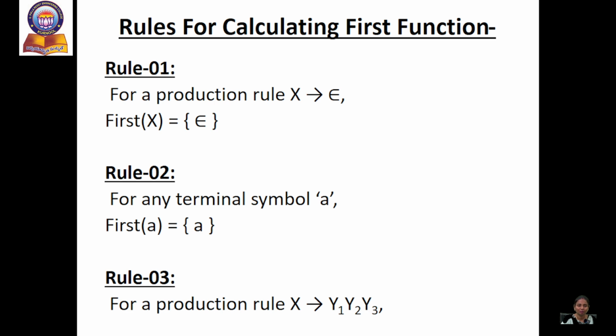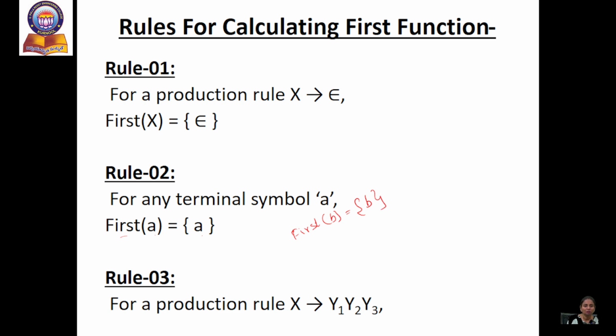Coming to rule 2, for any terminal symbol, suppose small a is a terminal, if you are asked to find the first function of that particular terminal, then the same terminal becomes its first function. So here the first function of a will become a. Suppose you are asked to find the first function of b, then it will become b only, right?